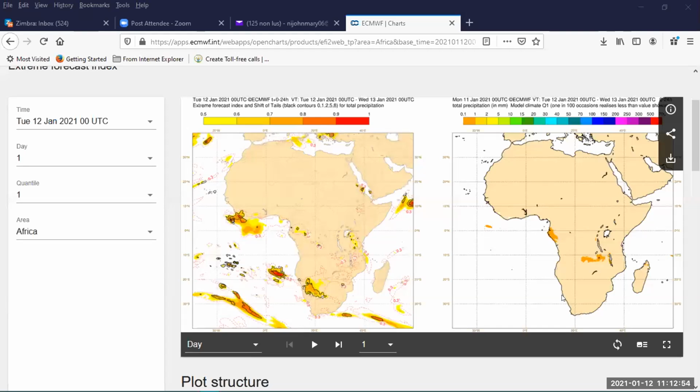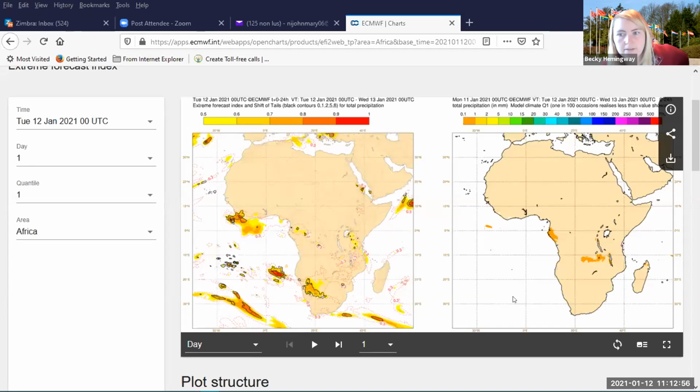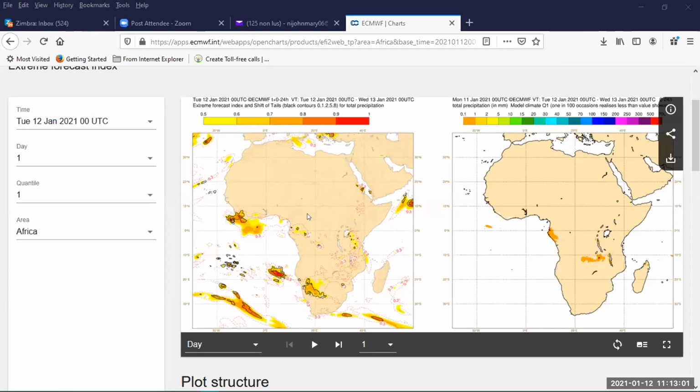Okay, I'm just pulling one up. I don't know if I can share them. Which one to share? This one. Can you see my screen? Yes, we can. Now you can see this map. This is for the EFI, and this one on the right side.